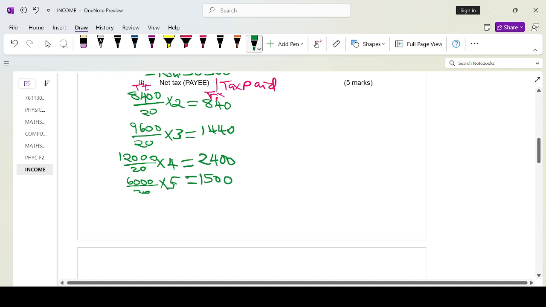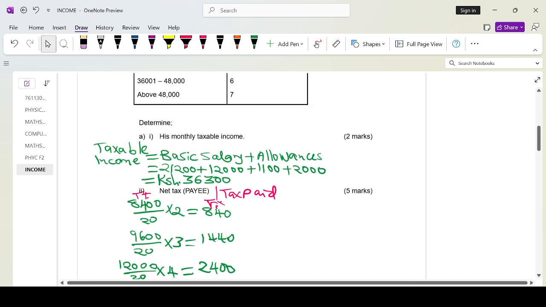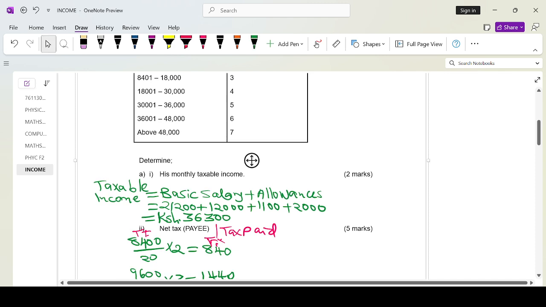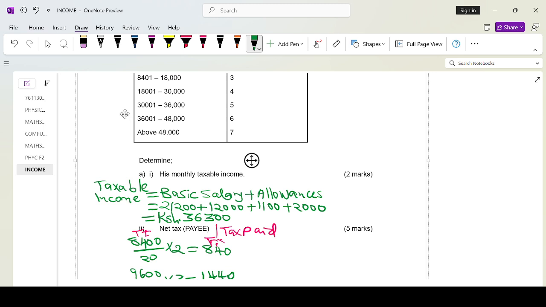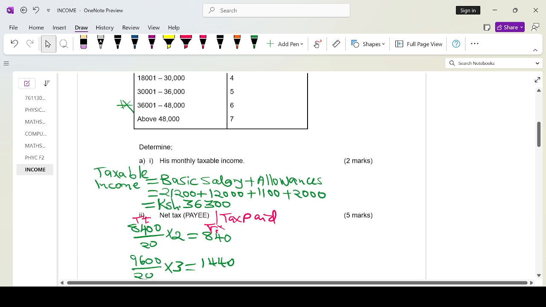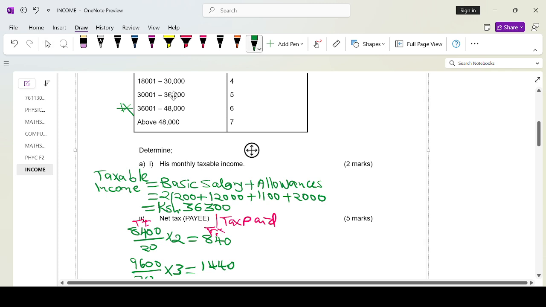Remember that our taxable income was 36,300. So that one lies in this slab. So we were to tax up to this slab because that's where 36,300 lies. But now we have taxed up to 36,000. So what is remaining? From 36,300, we are remaining with 300. Meaning on this last slab we are going to tax only 300.